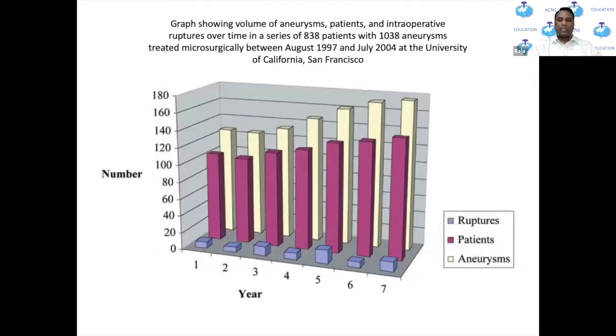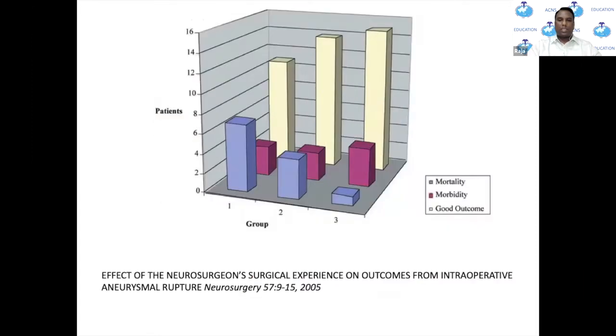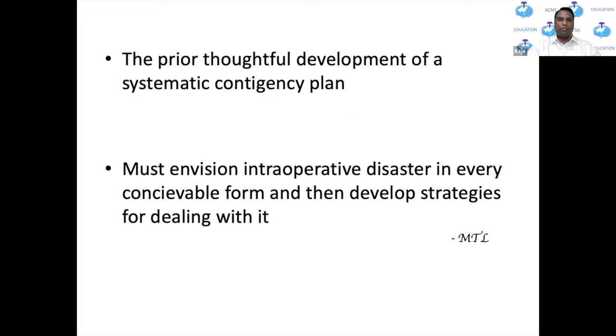As you see, this is the series which Professor Michael Lawton published when he was in San Francisco before he moved on to BNI. And this is a 7-year period where he has shown that the rate of aneurysm rupture has been more or less the same. But what has happened is the good outcome has increased over the period of time, so that the surgeon acquires the manual skills necessary which can contain the intraoperative rupture over the years.